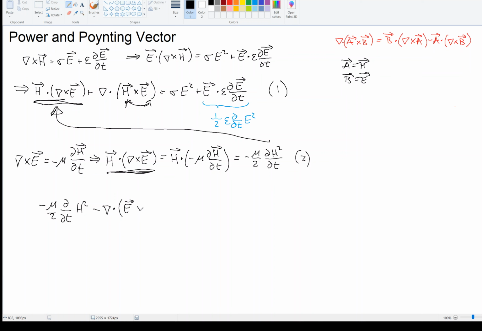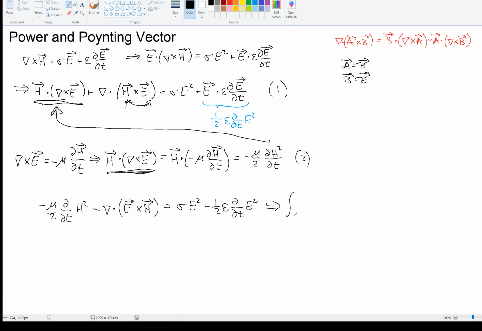So I can switch the order. That's how the cross product works. I can switch the order, but then I need a minus sign. And so this now is equal to sigma e squared plus 1/2 epsilon times the derivative of e squared, like that. Okay, now I can rearrange, and I'm going to integrate over a volume.